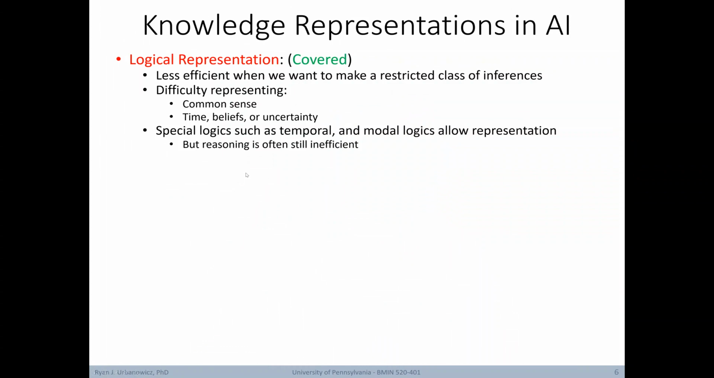Let's briefly take a big picture look at these different representations in AI. Logical representation, which we've already covered, is generally seen as less efficient when we want to make a restricted class of inferences. Using these representations, it's often difficult to represent common sense, time, beliefs, or uncertainty. Up to this point, everything we learned in logic has to do with certain conclusions about truth or falsehood. Of note, there are special logics, such as temporal and modal logics, that allow this kind of representation. However, reasoning with these systems is still often inefficient.